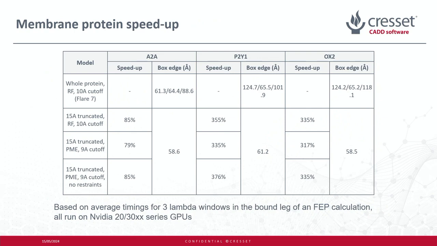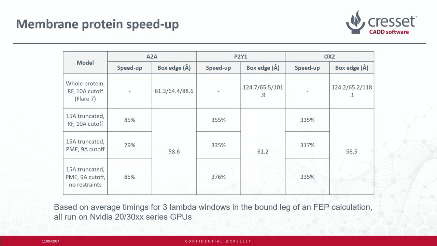So the key thing about the GPCR results is that although you do see a bigger change in the results when you do the truncation, you also see a comparably bigger speed up. And that's the trade-off here, really. Depending on the system and the size of the membrane that you've added, which relies on the OpenMM solvation code at the moment, you can get anything between, in this case, 85% to about 355% speed up.